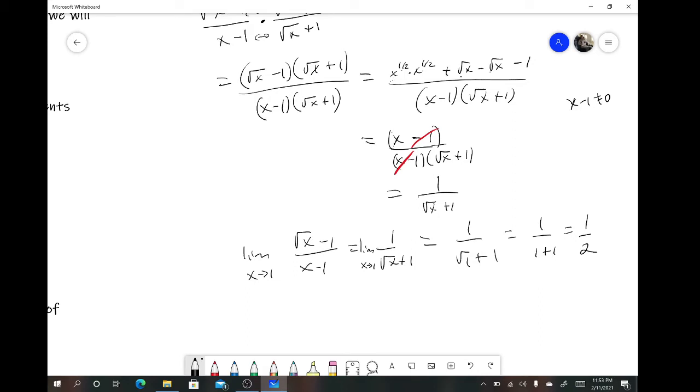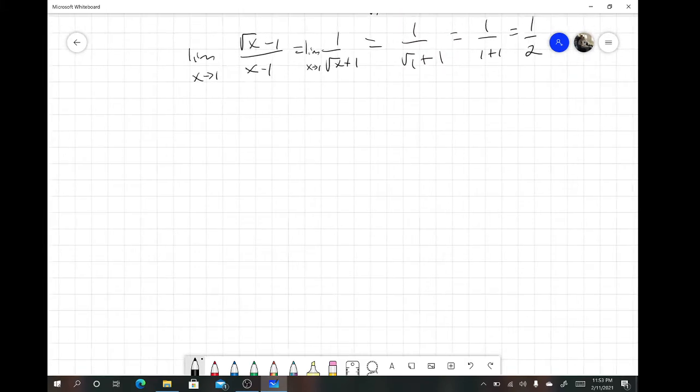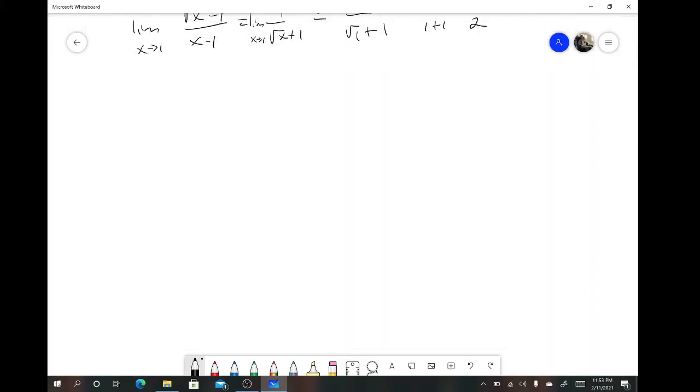So this is again a way of evaluating limits by using some techniques from algebra and pre-calculus that you should know by now. Okay?